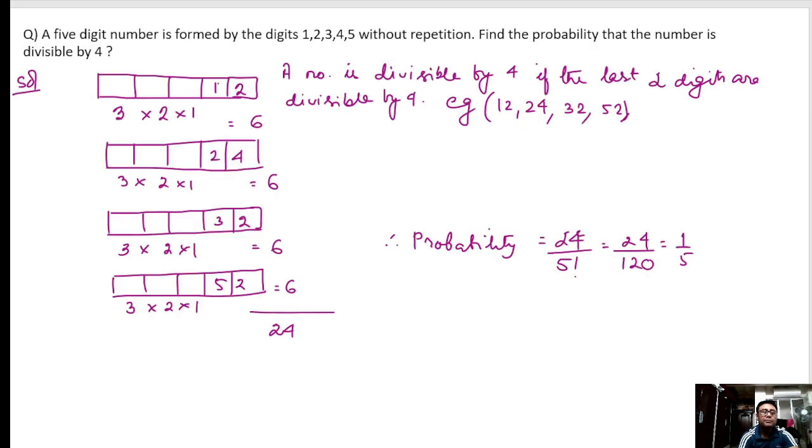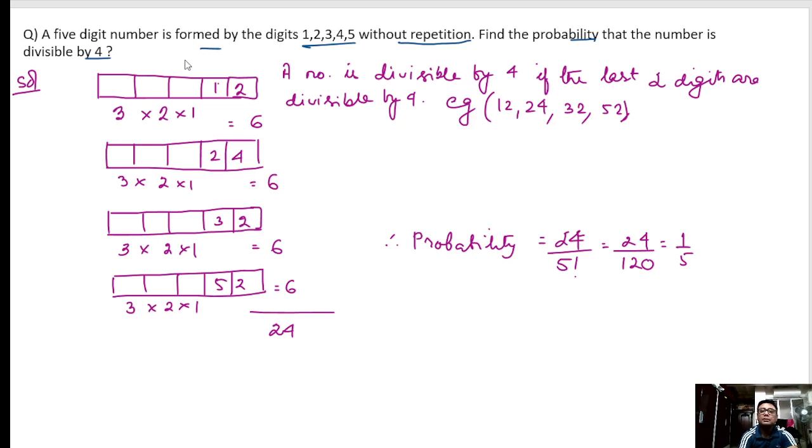Next, we have to make a 5-digit number using these digits without repetition. Find the probability that the number is divisible by 4. Please watch. I cannot repeat the numbers. So in how many ways can I make a number?